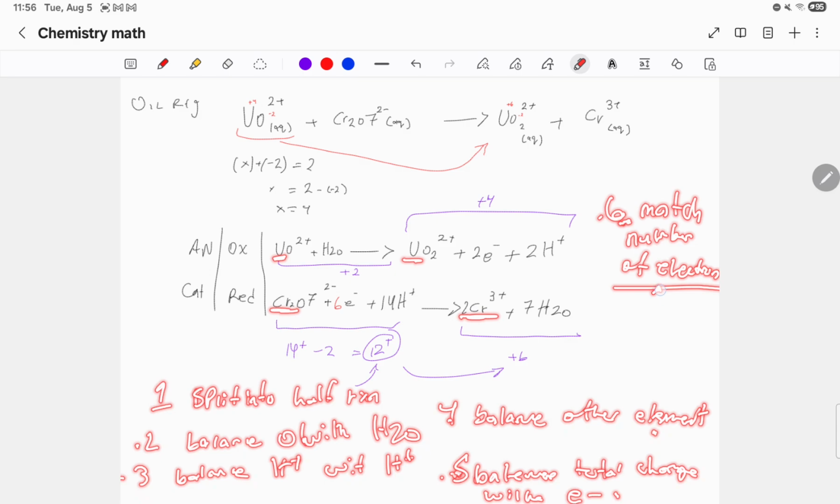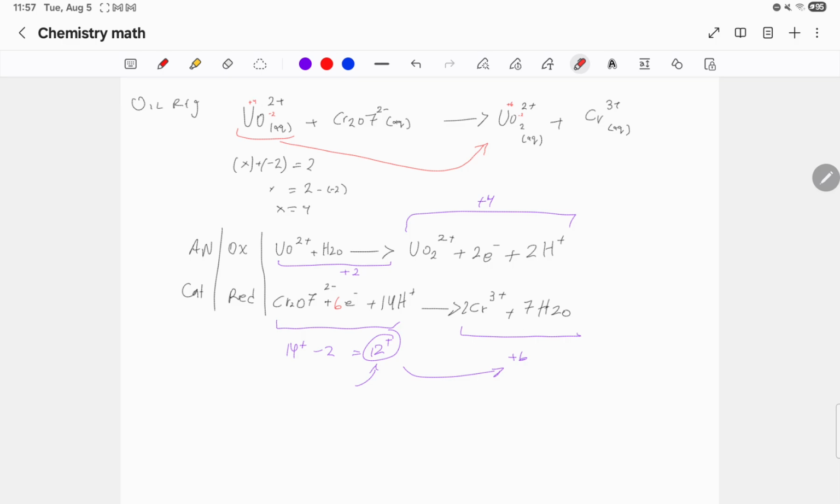So, what do I mean here? Look, this one's 2 electrons, this one's 6 electrons. So I will simply multiply this side by 3 to match the number of electrons. But remember, when I multiply this by 3, the whole thing gets multiplied. So that means this becomes 3, this becomes 3, this has a 3, this becomes 6, and this becomes 6.